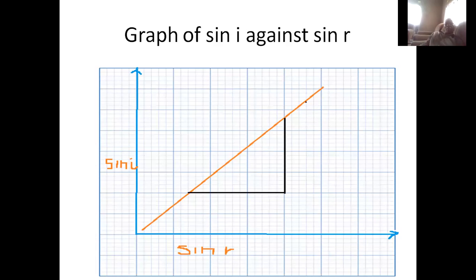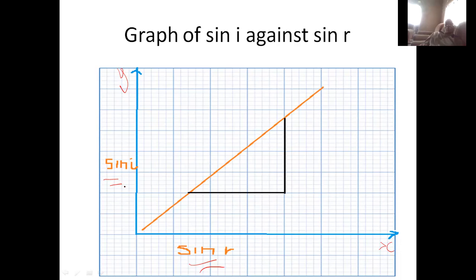And then you can now plot a graph of sine i, the sine of incidence, against sine r. So you can put your sine i on the y-axis, and the sine r along the x-axis. So you get these values, and then you plot.